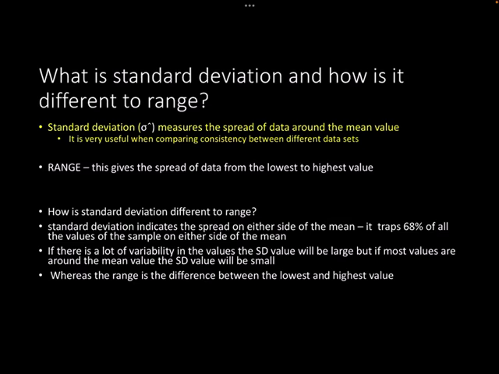Standard deviation measures the spread of data around the mean value, and it is very useful whenever you're comparing consistency between different data sets. Range will give you the spread of data from the lowest to the highest value. How is it different to range? Standard deviation indicates, as I've said, the spread on either side of the mean. It traps 68% of all the values of the sample on either side of the mean.